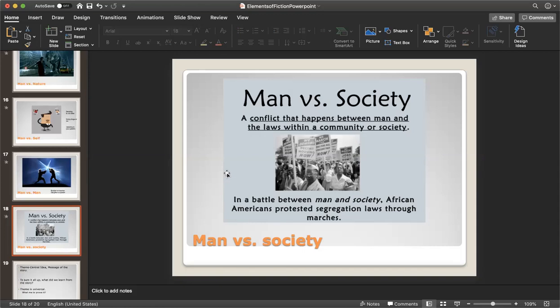It's when one person or a small group of people go up against a large community, a set of rules. So it'd be like five of you going up against our uniform policy. That's man versus society. I would put right here, hashtag against the rules. That's a good one. You're going up against the specific rules set by society or the community.